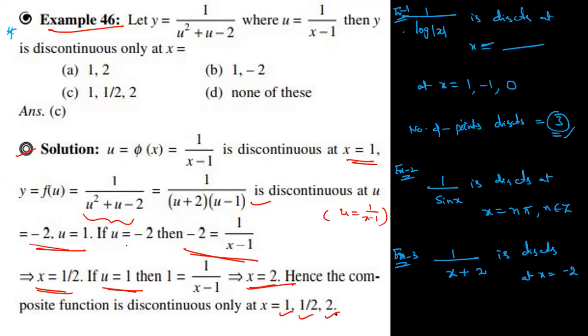dear students. That's the meaning. How many values? Number of points of discontinuity is 3. What are they? One is 1, 1 by 2, 2. That is the meaning. So this question can be expected for the coming weekend exam.